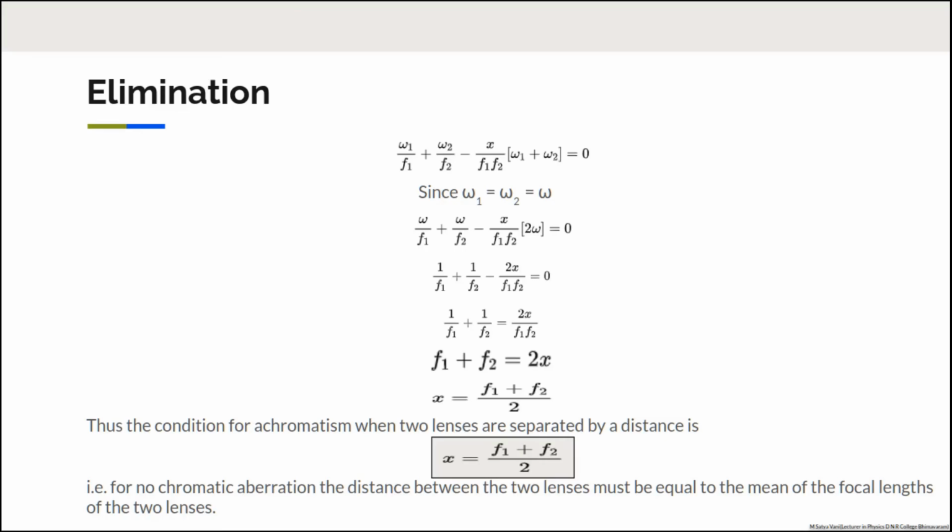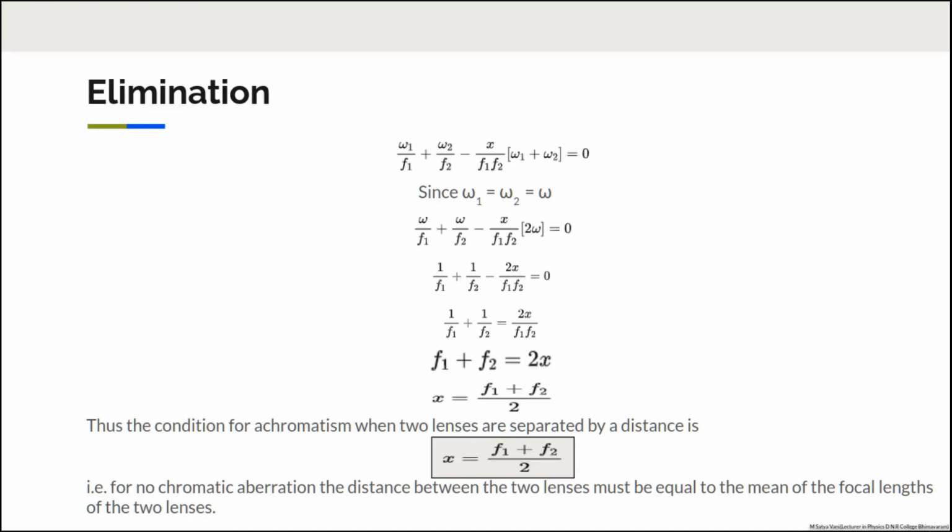Thus, the condition for achromatism when two lenses are separated by distance x is x equal to (f1 plus f2) by 2. That means for no chromatic aberration, the distance between the two lenses must be equal to the mean of the focal lengths or the average of the focal lengths. These are the two conditions for no chromatic aberration. First one, in case of an achromatic doublet, omega 1 by omega 2 is equal to minus f1 by f2, and the second case, when the lenses are separated by some distance, the distance between the two lenses must be equal to the average of the focal lengths.